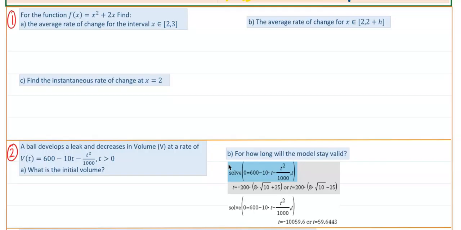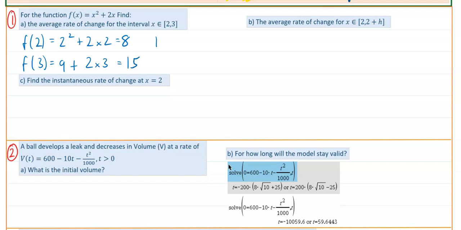So this is a little recap question to just check that we're on the right page in what we're doing. So the average rate of change, we know that means we need to sub in our x values of 2 and 3 to our original function, giving us 2 squared plus 2 times 2, which ends up being 8, and 3 will give us 9 plus 2 times 3, which is 15. We then find our rise over run for those coordinates, so 15 minus 8 over 3 minus 2, and that's just going to come out as 7.